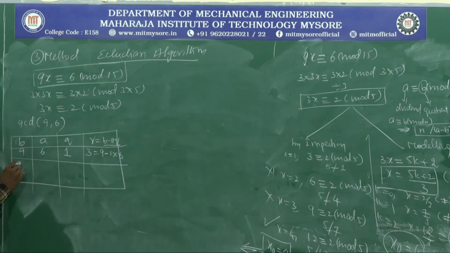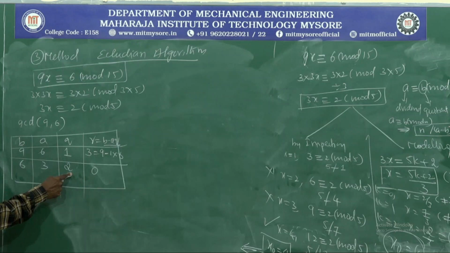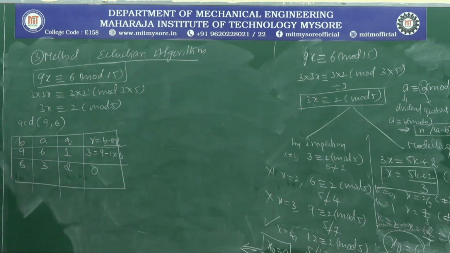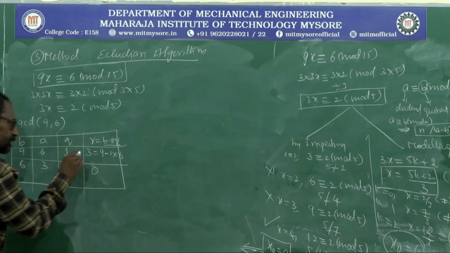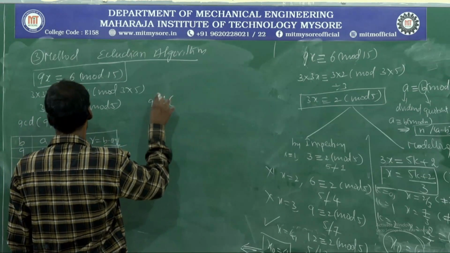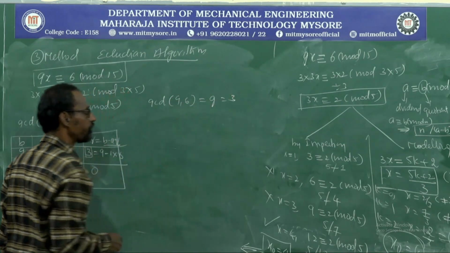Now you shift the A value, shift the R value. Again you find Q and R here. It is going to be 0. 3 2s are 6. No more R value is required to get 6. So what is my GCD? The GCD is, the moment you get the remainder 0, the previous value of the remainder which is not equal to 0 will be the GCD. This is my GCD. So we have the GCD of 9 and 6, that is g equal to 3.